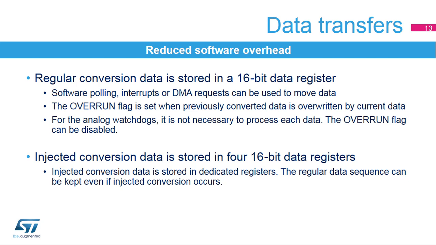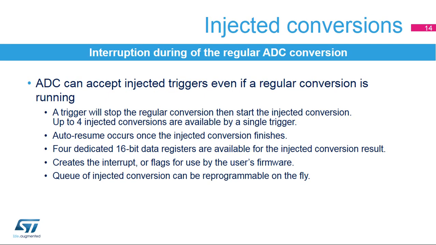The system can use CPU polling, interrupts, or DMA to make use of the converted data. An overrun flag can be generated if data is not read before the next converted data is ready. For injected channel conversions, 4 dedicated data registers are available. An injected conversion is used to interrupt the regular conversion, then insert up to 4 channel conversions. Once an injected conversion is finished, the regular conversion sequence can be resumed. The injected conversion result is stored in dedicated data registers.